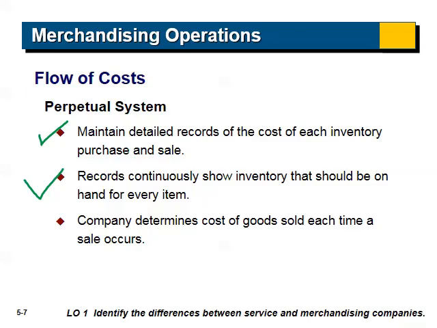In other words, they would have accounting records, a computer system that would show how many units, how many shirts, Walmart has at any one point in time. And then they determine cost of goods sold, how much a sale costs, each time we have a sale.